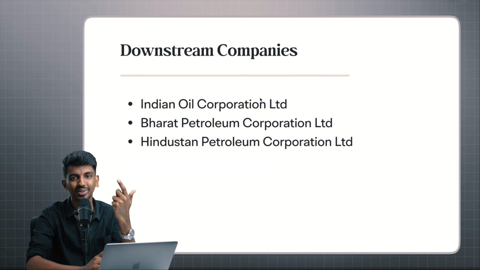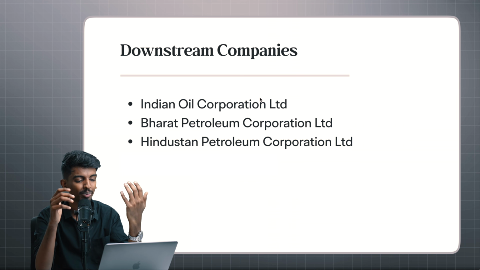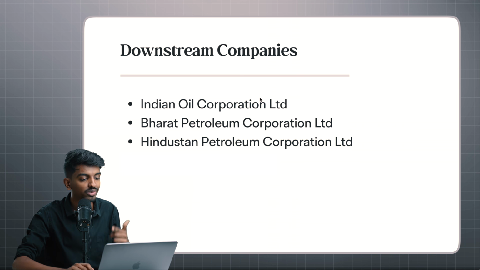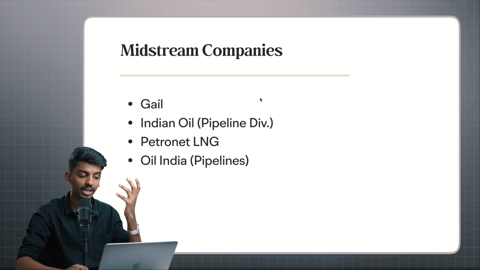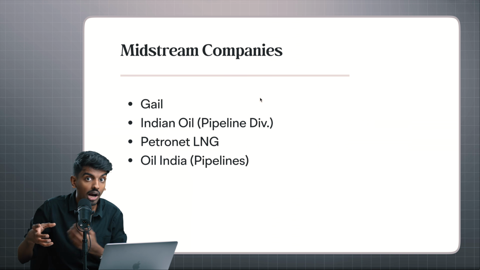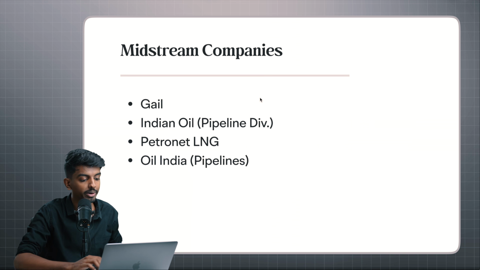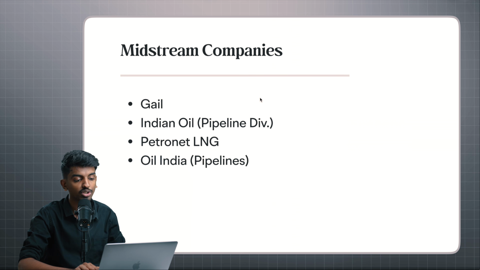And you also know that with Jio-BP, okay, Reliance's petrol pumps also operate in the country. So Reliance again is both an upstream as well as a downstream company. And there are midstream companies like GAIL, Indian Oil, the pipeline division, Petronet LNG, which largely stores the natural gas which is coming into the country. Oil India, they also have a pipelines division. So this is what you should be understanding.